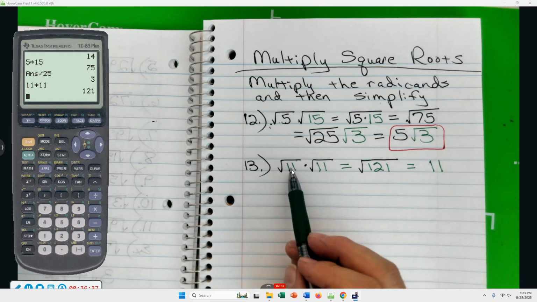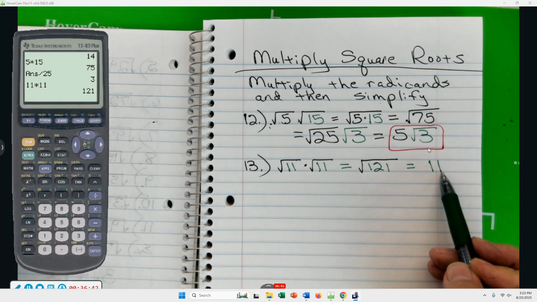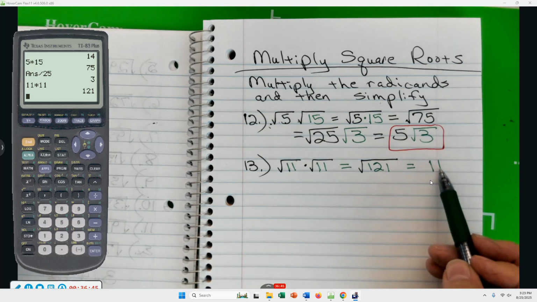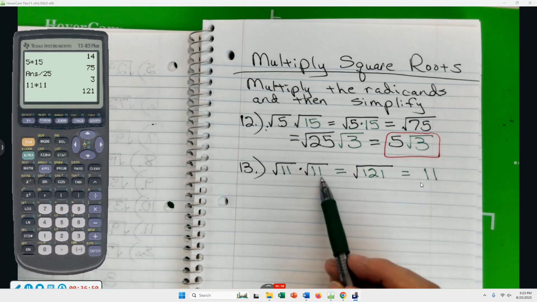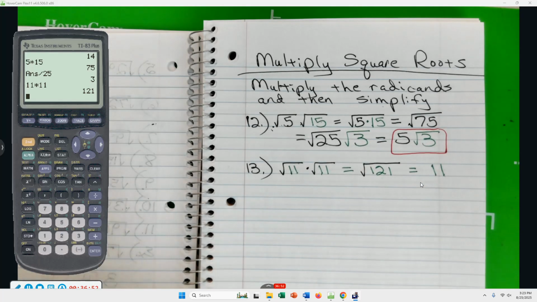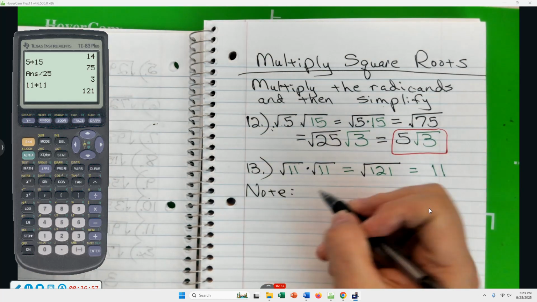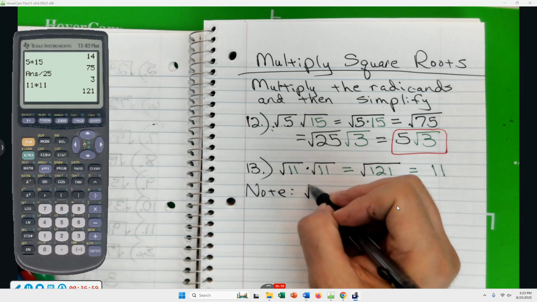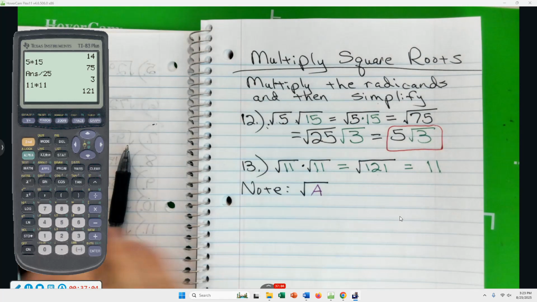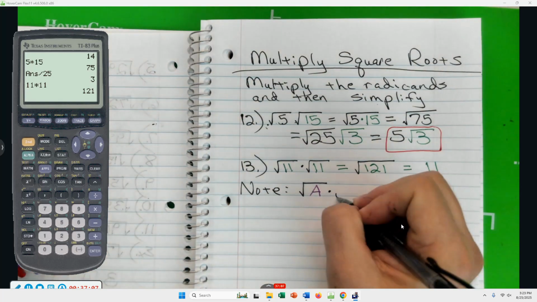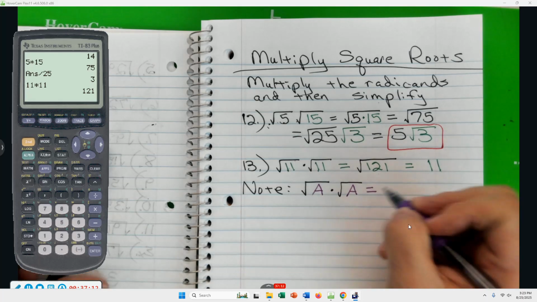If you're multiplying the square root of a number times itself, you're going to get just the radicand. You've dropped the square root. It's asking you, what do you square to give you that 121? It's just that number under the radical. We need to make a note of this because this is a rule we'll be using the rest of the semester. The square root of A, for any number, times the square root of A equals what?